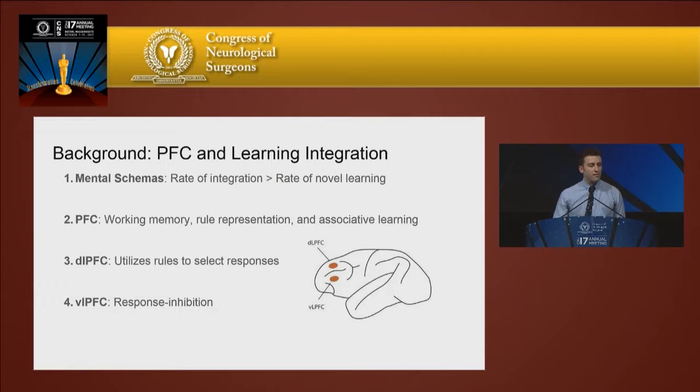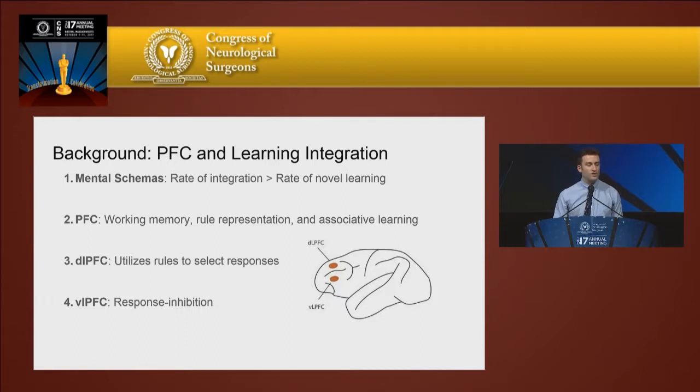So just some background information. We have an understanding that learning integration is a unique entity from novel learning itself, from this concept of mental schemas. So we know that the rate of integration is faster than the rate of novel learning. And the prefrontal cortex in particular is important in learning. So we know that it has a role in working memory, rule representation, and associative learning.